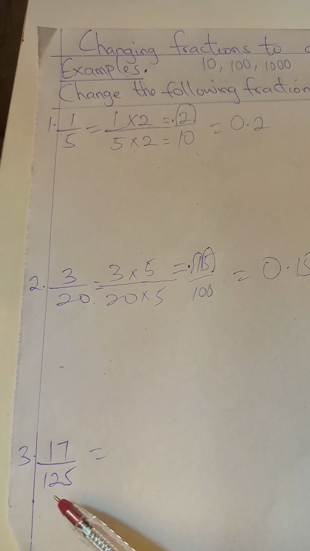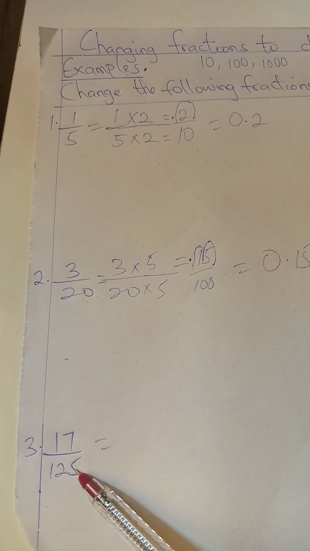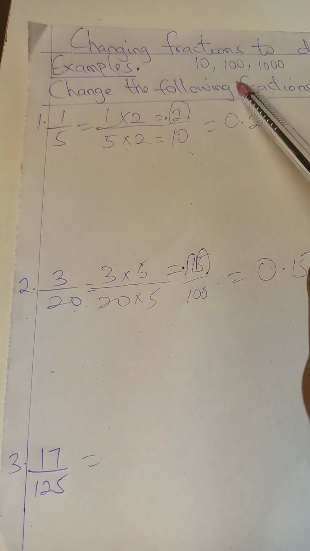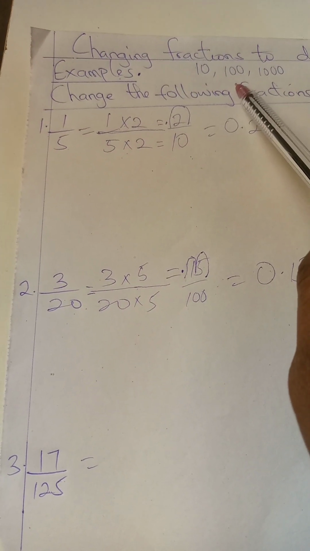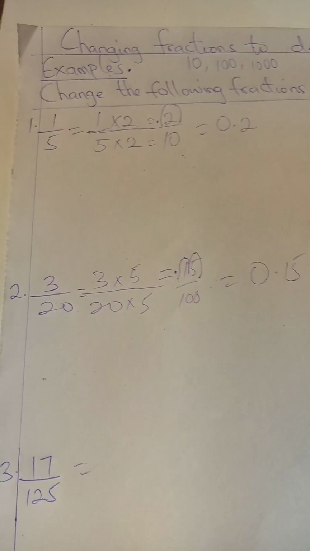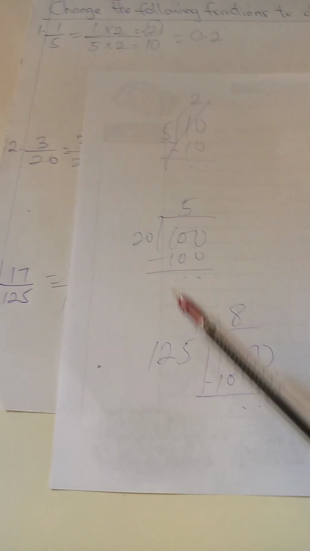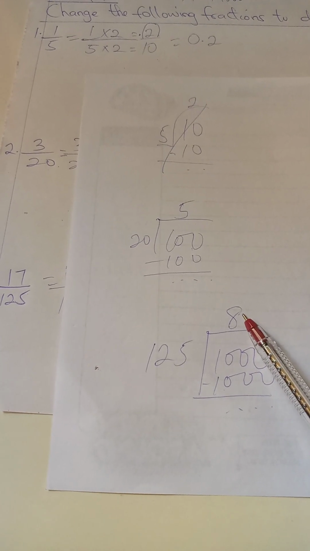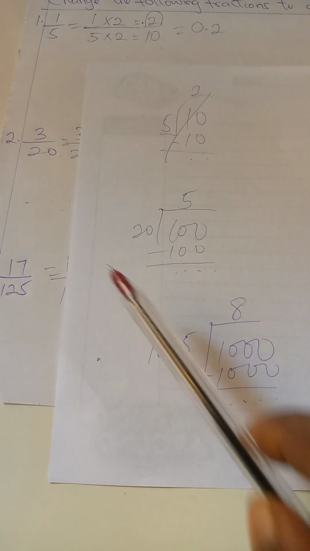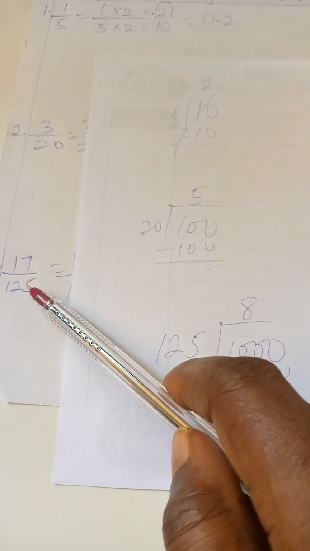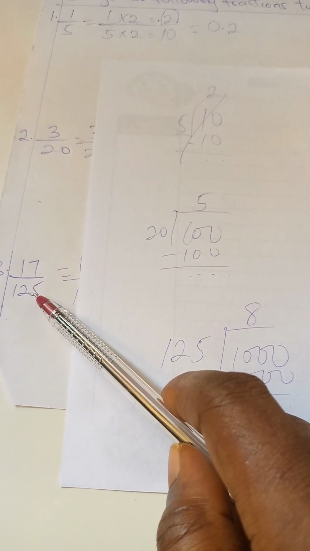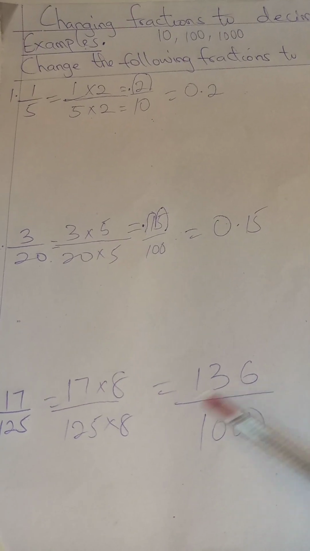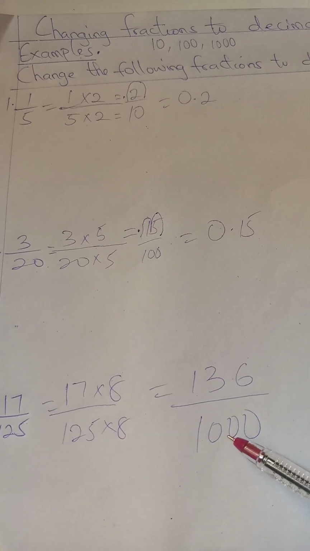And to the third question, 125, that's the denominator, is bigger than 10. I'm not going to use 10. It's bigger than 100, so I cannot use 100, so I'll try 1000. And here, 1000 divided by 125 equals 8 without remainder. So I'm going to multiply the numerator with 8 and also multiply the denominator with 8. 17 times 8 equals 136, and 125 times 8 equals 1000.